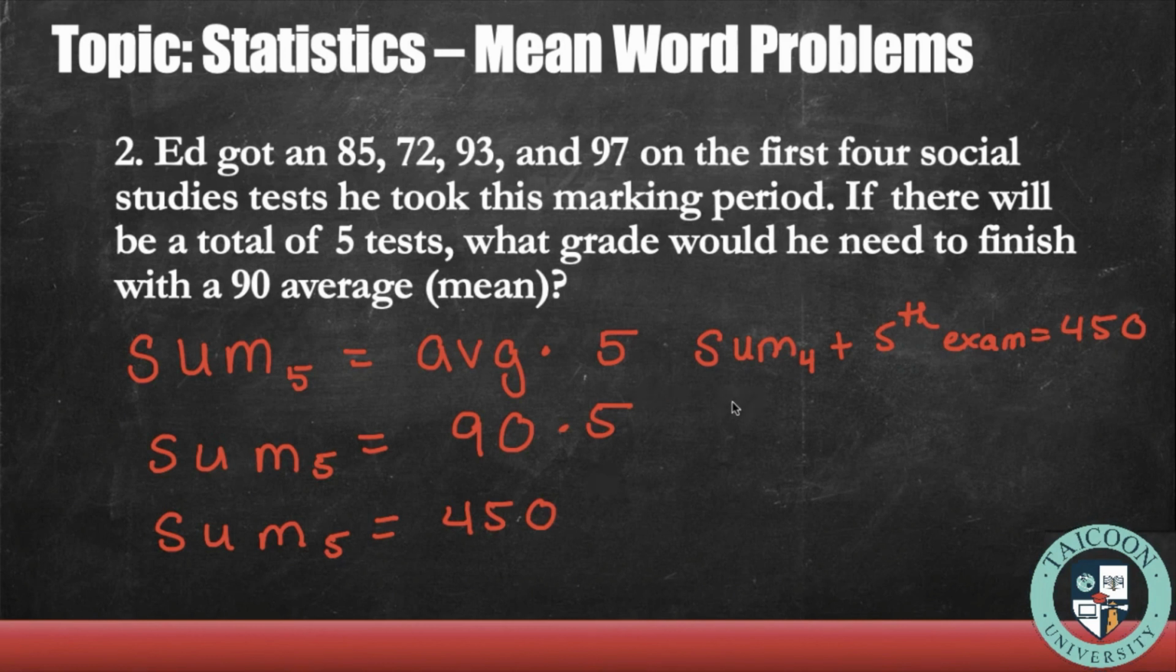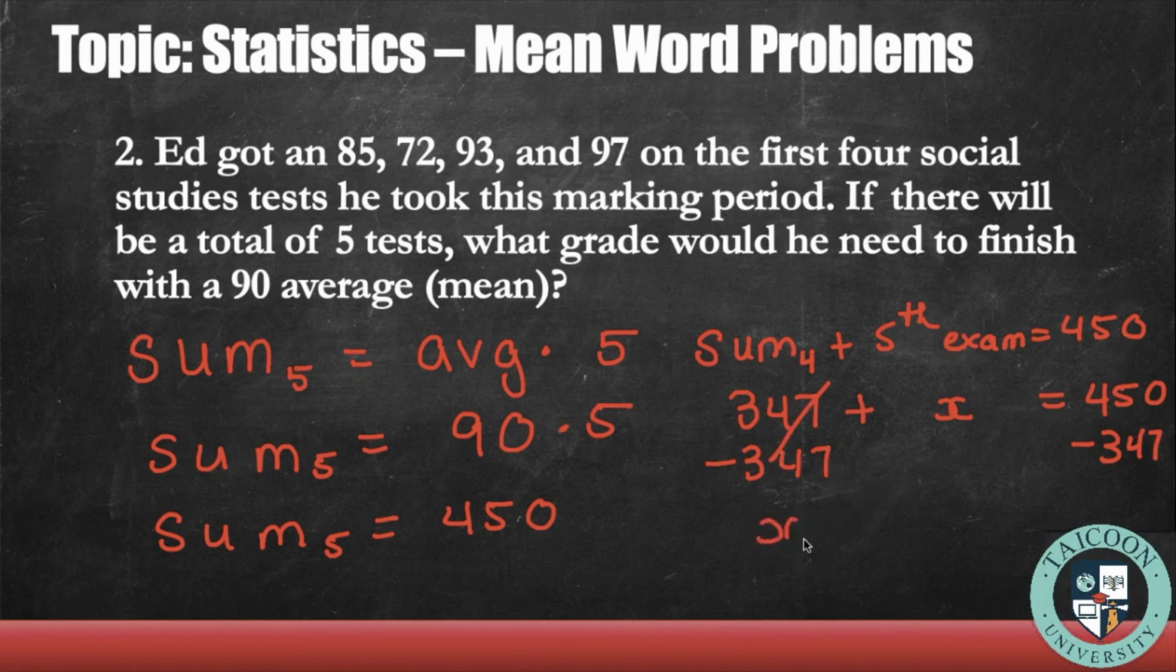After adding Ed's first 4 exams, we get 347 as the total sum for his first 4. Then we're going to add a variable, x, to represent the score that he will receive on his 5th exam. And of course, all 5 scores need to add up to 450. Now I'm going to go ahead and subtract 347 from both sides of this equation. This is going to allow us to identify what Ed must score on his 5th exam.